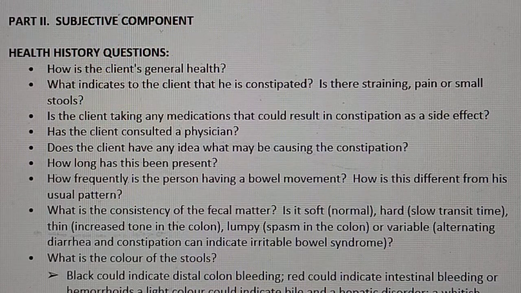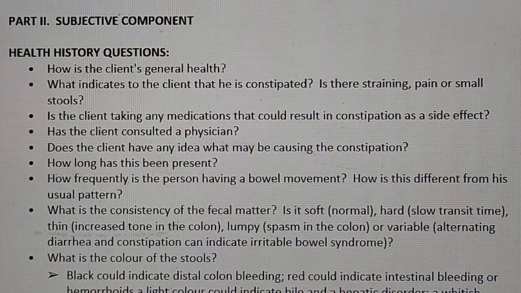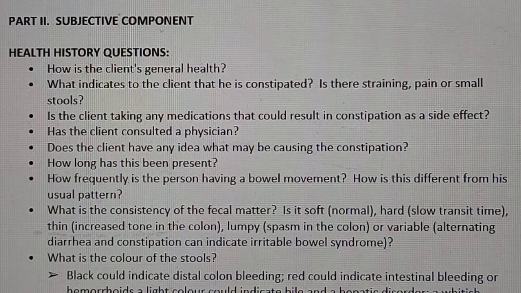Now, the color of the stool is very important. This is one question you should ask. Black could indicate distal colon bleeding. Distal means the lower part of the colon. There's bleeding on the lower part. Red could indicate intestinal bleeding. If the feces color is red, that means there's bleeding in the intestine area, or hemorrhoids, that protrusion of the tissue at the anus, at the external part.